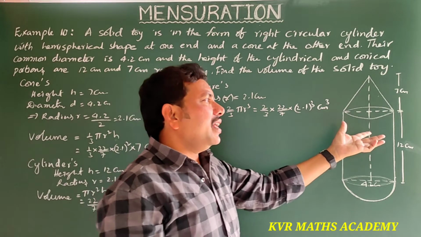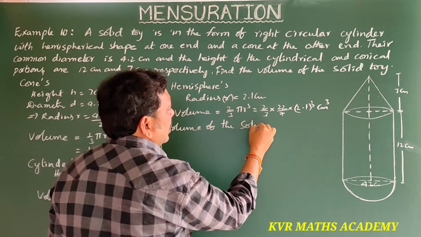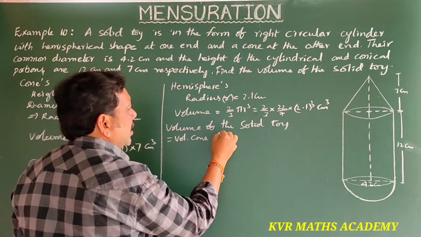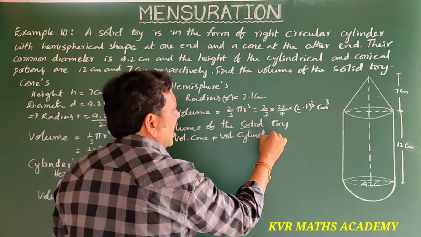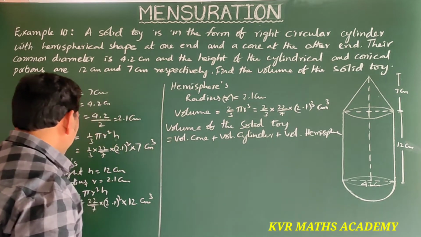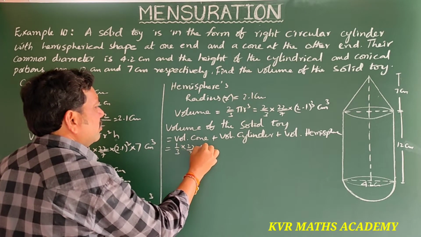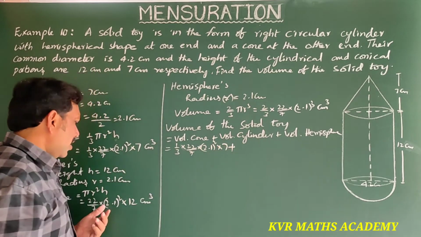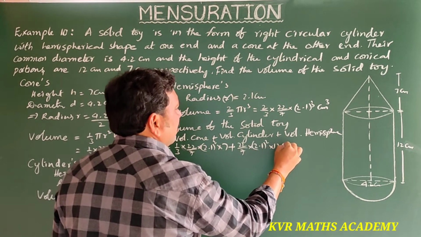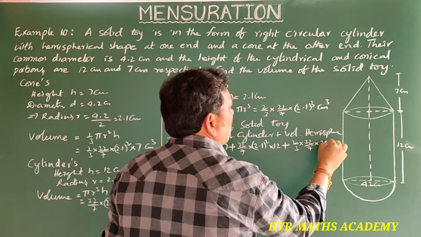So now the volume of the given solid toy is equal to the volume of the cone plus the volume of the cylinder plus the volume of the hemisphere. The volume of the cone is 1 by 3 into 22 by 7 into 2.1 whole square into 7, plus the volume of the cylinder is 22 by 7 into 2.1 whole square into 12, plus the volume of the hemisphere is 2 by 3 into 22 by 7 into 2.1 whole cube.